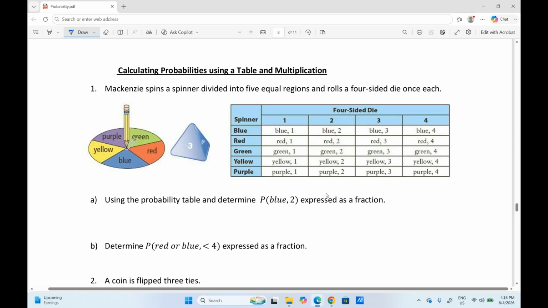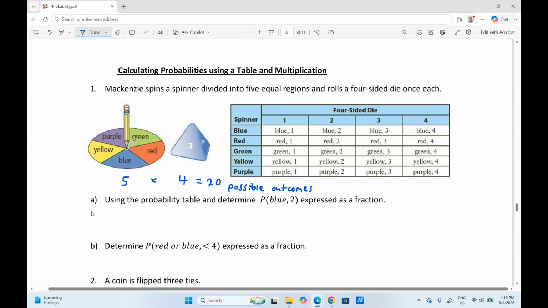19, 20 possible outcomes. The other way of finding these possible outcomes is to use the fundamental counting principle. Because there are 5 outcomes here and 4 outcomes here, if you just multiply the total outcomes for the spinner and the total outcomes for the dice, 5 times 4 is 20. You also end up getting 20 possible outcomes. So those are my total possible outcomes.